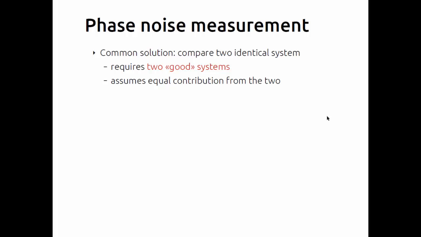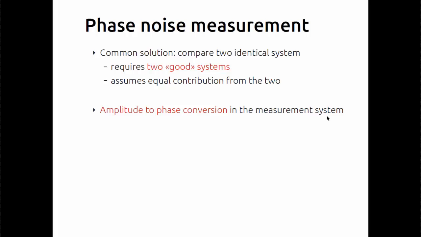The drawback is that we actually need two very good low-noise microwave sources, and it's cumbersome to put them together in the lab. Also, this assumes an equal contribution from the two. In a very complex system like that, it's very difficult to be completely sure that the two systems really are working with the same performance. The final thing we need to worry about, since we are generating microwave from an optical source that has an inherent, relatively high intensity noise, is amplitude to phase conversion in the measurement system itself.